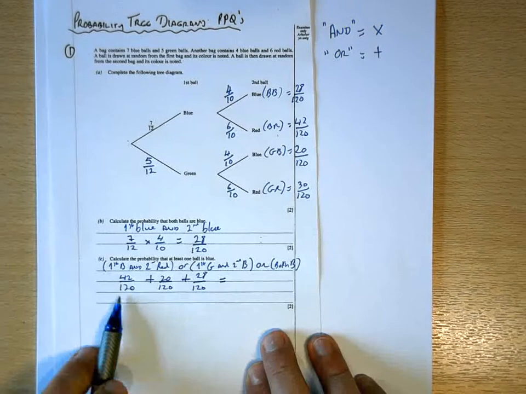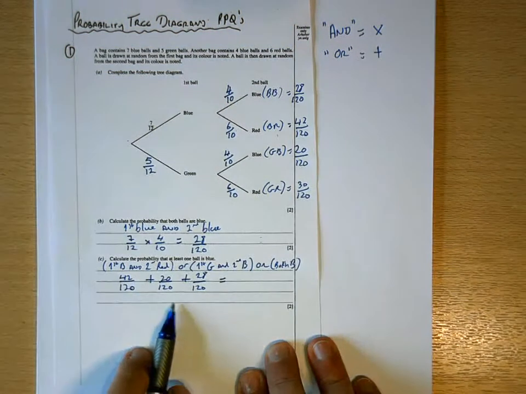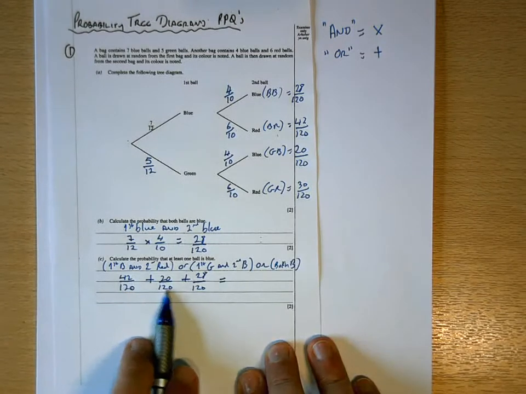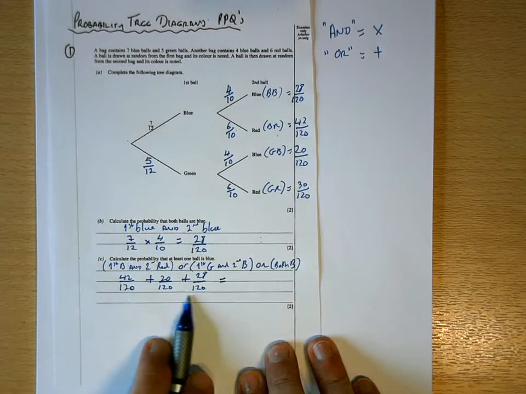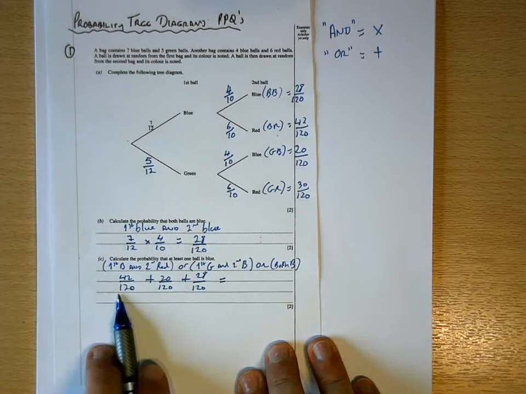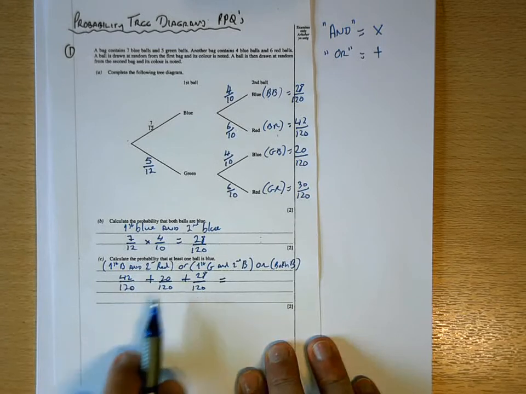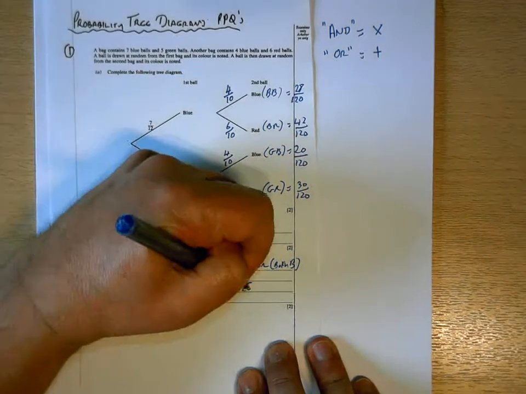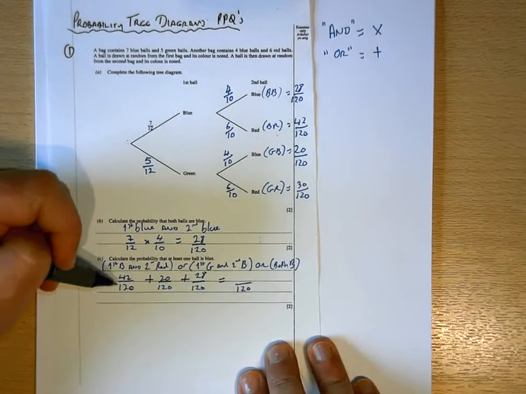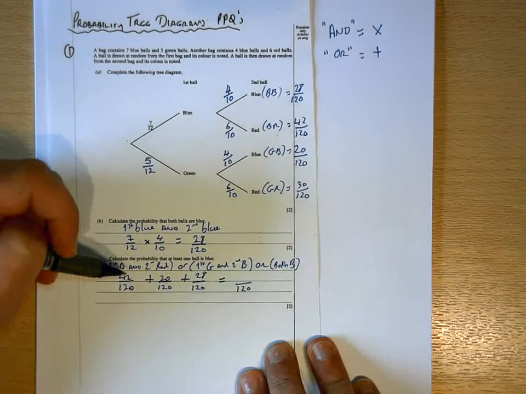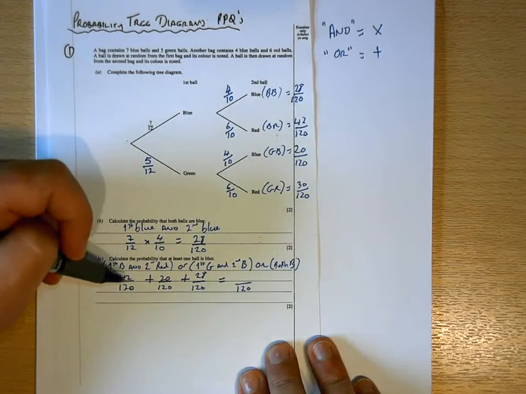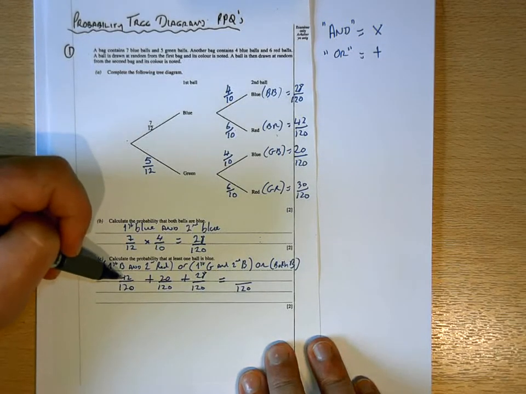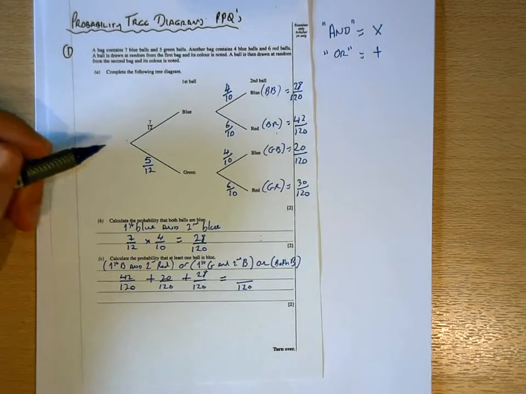Now when you add fractions, you can only add them once the bottom number, the denominator, is all the same, which it is in this case, and you don't add those together. This is just telling us that these fractions are out of 120, but then you do add the top numbers. So you've got 28 and 42, which is 70, and 20, which is 90.